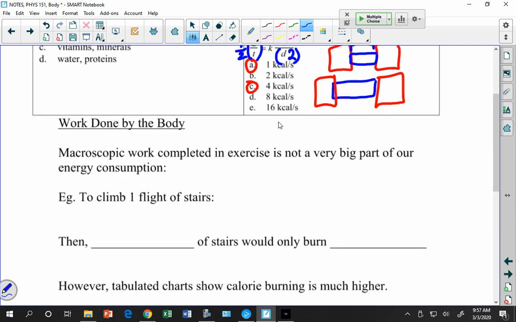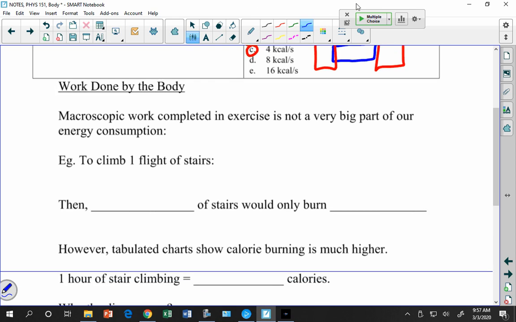All right, let's do work done by the body. It's kind of interesting. So macroscopic work. Remember we talked about exercise or just sort of moving around, the things that you do with your body. Those aren't really a very big part of our energy consumption. So just take, for example, to climb one flight of stairs. To go up one flight of stairs takes a certain amount of energy. And that amount of energy is equal to m times g times h.